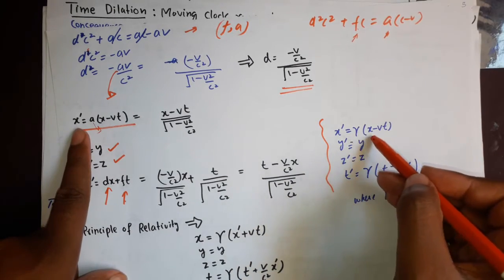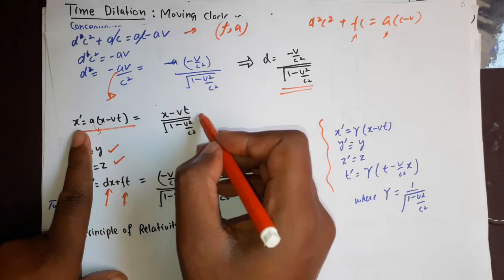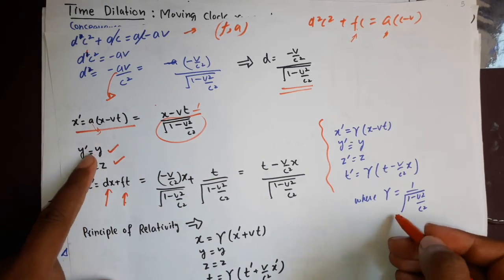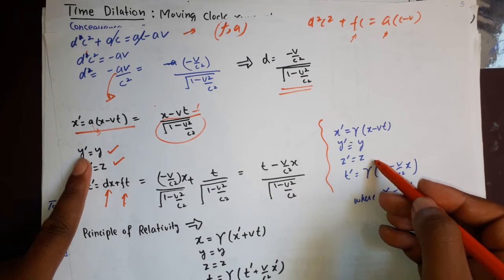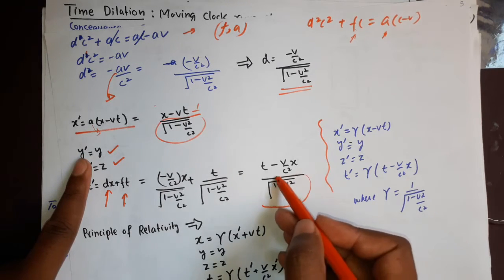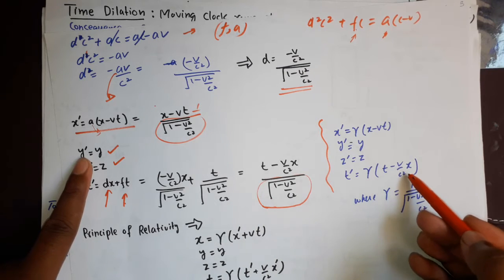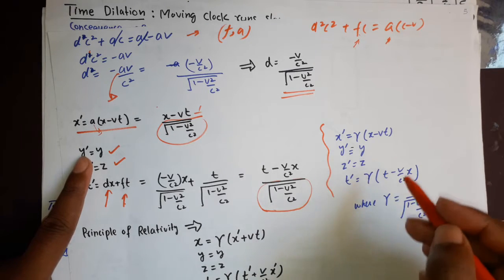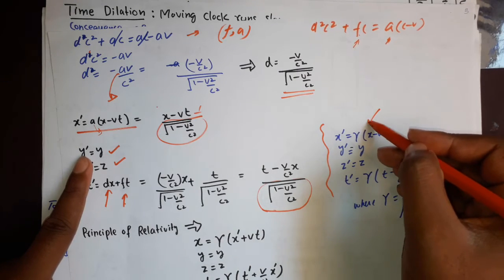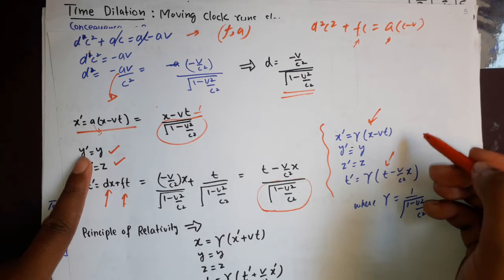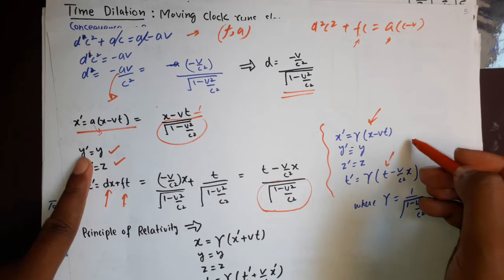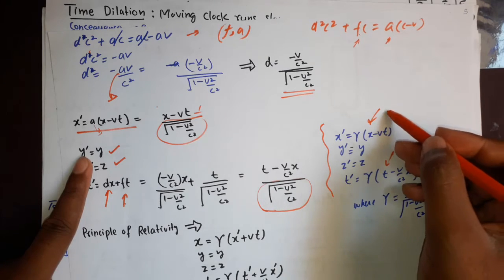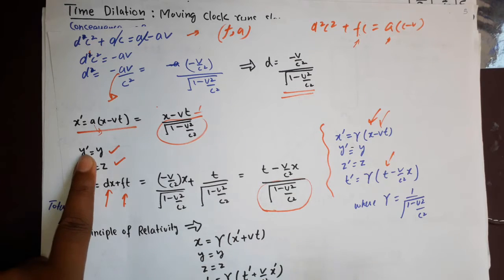So x prime is equal to gamma times x minus vt, where this entire factor, 1 over this factor, is known as gamma. And y prime is equal to y, z prime is equal to z, and here I again have this 1 over this factor, so t prime is equal to gamma times t minus v by c squared times x. So now these are our transformation equations. If we know the values of x and t in the S frame, we can find the values in the prime frame, provided that we know v, the speed of the frame.